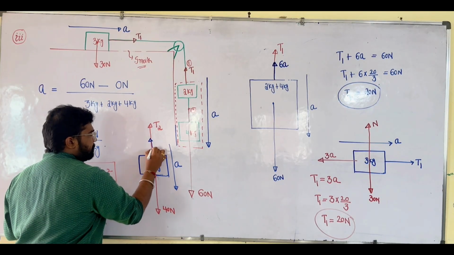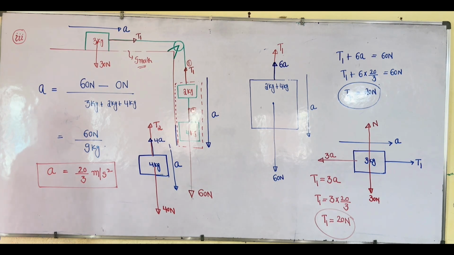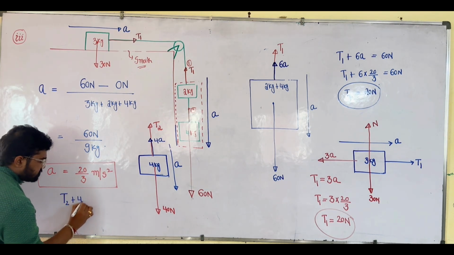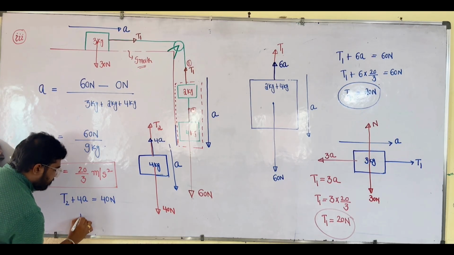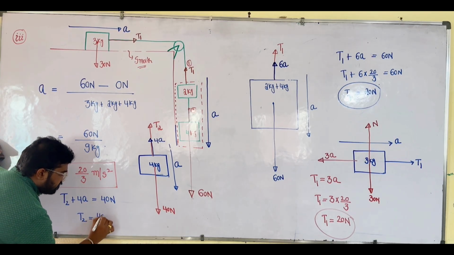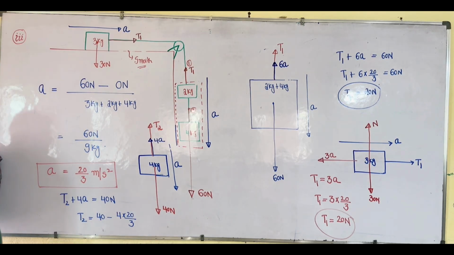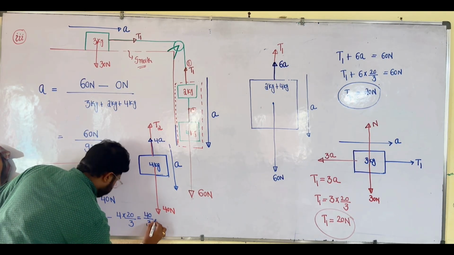ఏమొచ్చింది నీకు? Inertia force ఎంత వచ్చింది? 4A. So now tell me, T2 plus 4A equals 40 Newton. Then T2 equals how much? 40 minus 4 into 20/3. Then 120 minus 80, how much? 40/3. Are you getting the same?